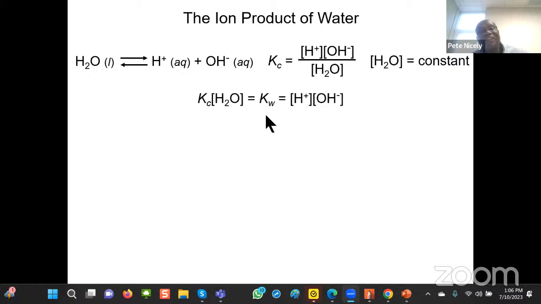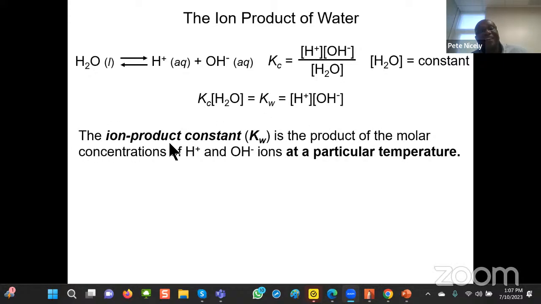So therefore, the result is that instead of writing Kc is equal to what we have here, we can basically simplify it and say Kw, which is the equilibrium constant we're working with, would be equal to the concentration of H plus times the concentration of hydroxide ion. So basically, in any aqueous solution, the product of the concentration of H plus and hydroxide will give you a constant, which is known as the ionic product of water constant, right? So this Kw value will be constant at a constant temperature.